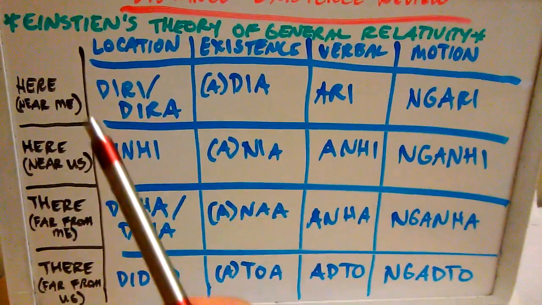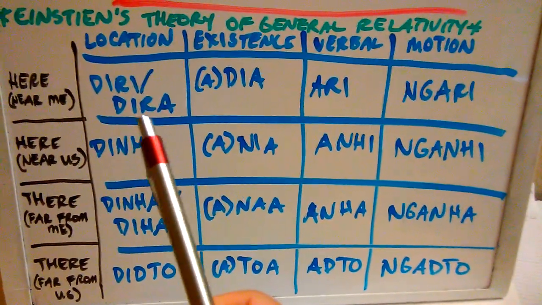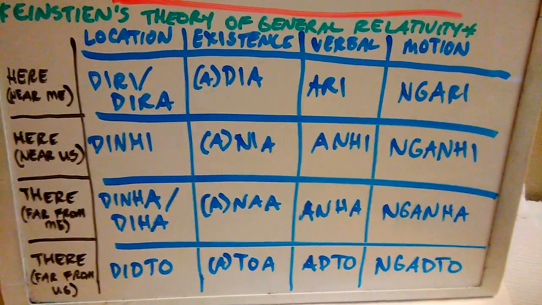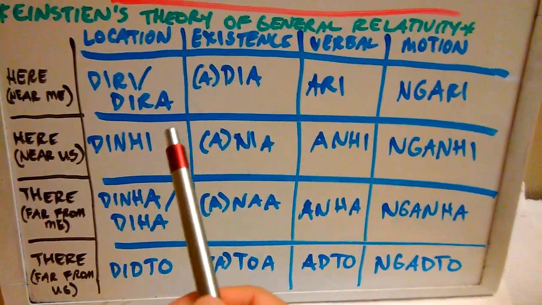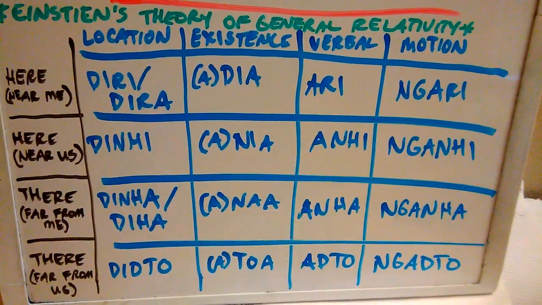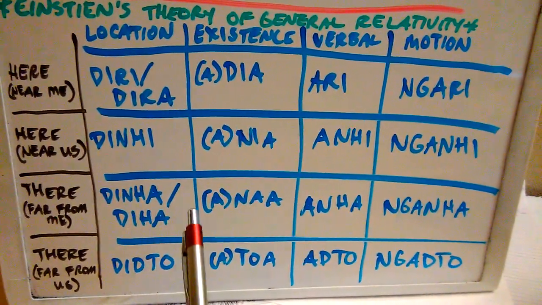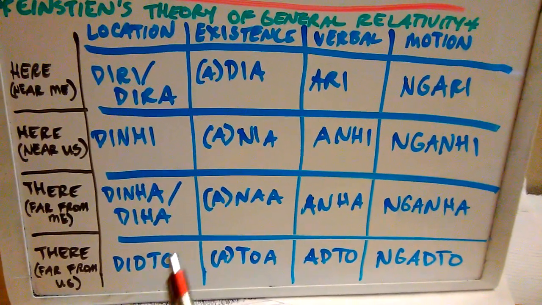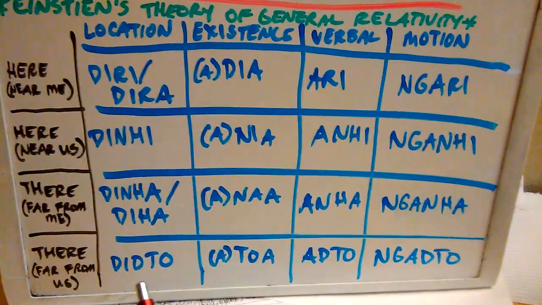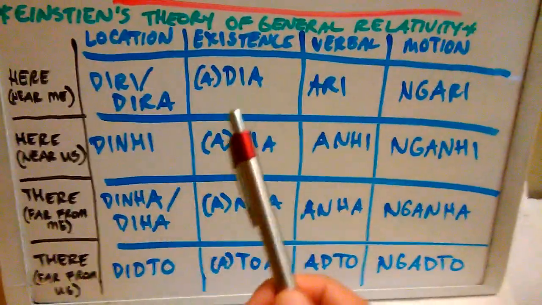For the location, for the here, very near me, we have diri. Dialectal differences, some will say dira, butang dira, place it there. Just place it very close to me. Diri, dira, okay? We have dinhi for just here, right? Here, okay, just here, dinhi. Dinha or diha is there, which is a little further away. And dito is very far away. Okay, I'm talking about on the other side of that mountain, okay?